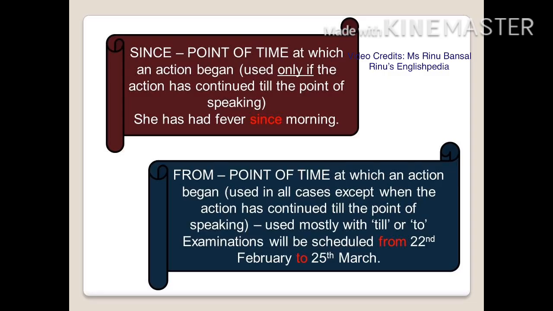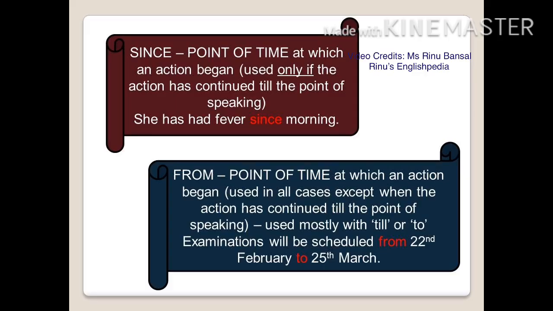For example, she has had fever since morning. On the other hand, although from refers to the action which began at a point of time, it is used only when we are talking about an action which was completed before a given point. It has not continued till the point of speaking. It is used mostly with till or to. For example, examinations will be scheduled from 22nd February to 25th March. We are talking about it ending on 25th March.